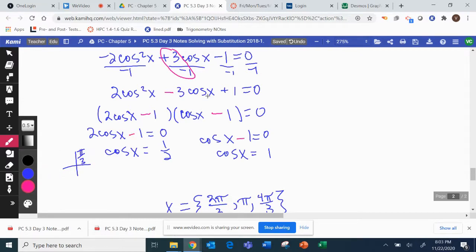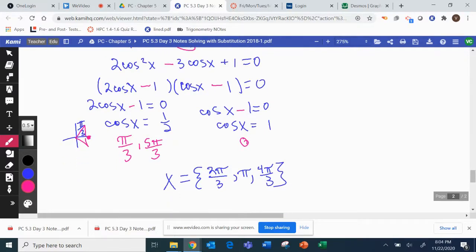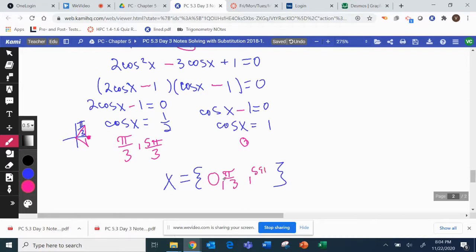So that's going to be +1/2, and that's going to be +1. So +1 would be at 0, and then +1/2 and +1/2 would be in the first and the fourth. So this would be pi/3 and then 5 pi/3, and then this one would be at 0. I'm glad that I went back and checked my answers on Desmos. Oops.